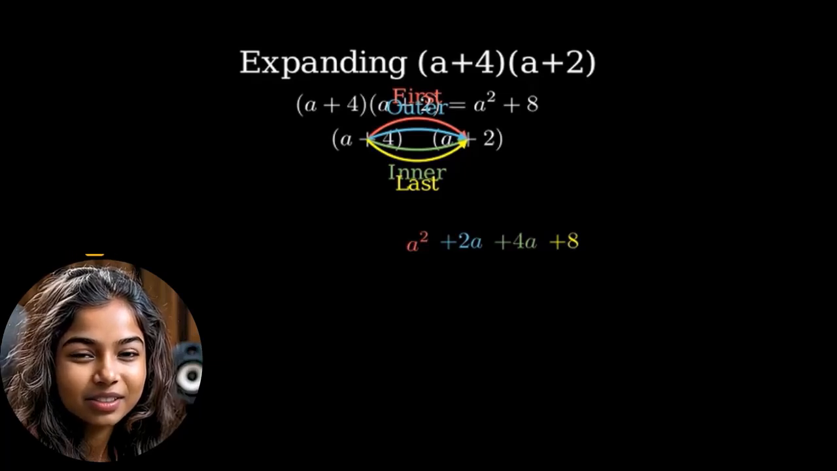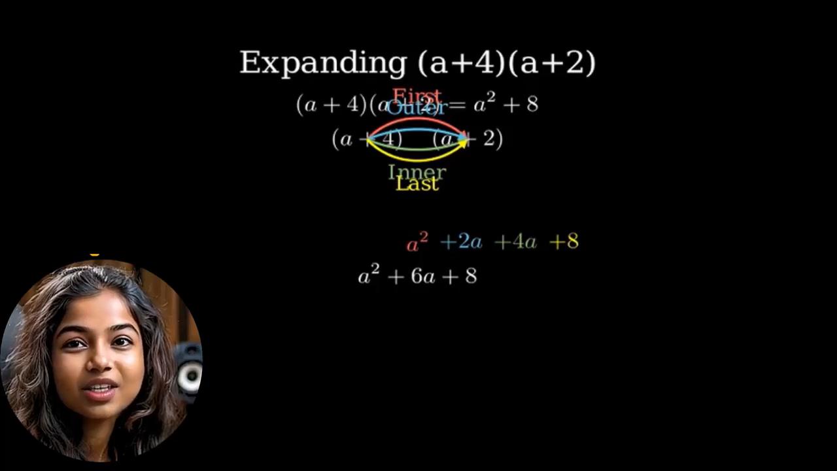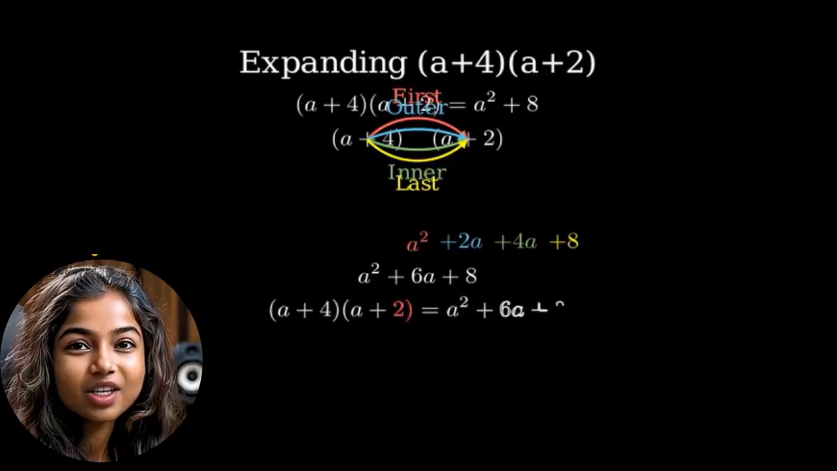Now let's combine like terms. The 2a and 4a terms can be combined to give us 6a. So our final expansion is a squared plus 6a plus 8. Let's compare this to the original statement. The original equation claimed that a plus 4 times a plus 2 equals a squared plus 8.